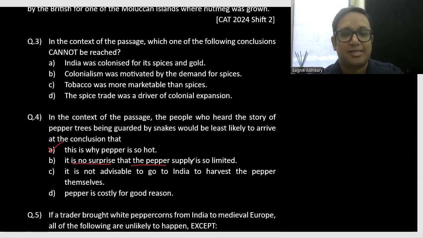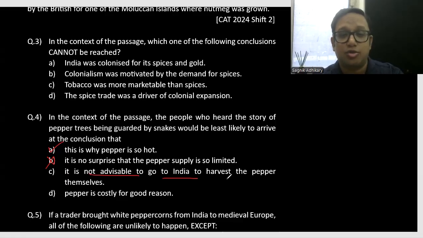B says it is no surprise that the pepper supply is so limited. Yes, it is dangerous to get pepper from these trees in India. Trees are guarded by snakes, and you have to burn the trees down to drive the snakes away. So this is something that the people who knew the story of the pepper trees being guarded by snakes are likely to come to this conclusion. B is not a valid choice.